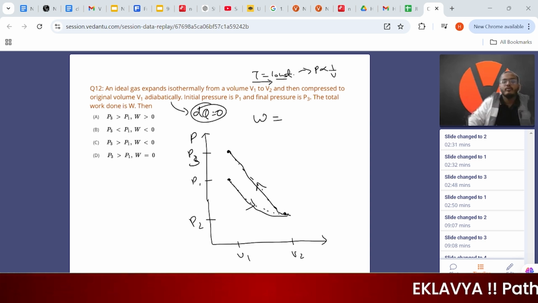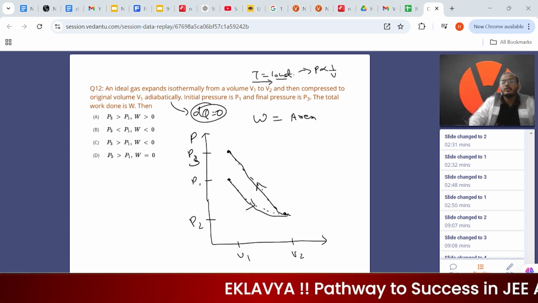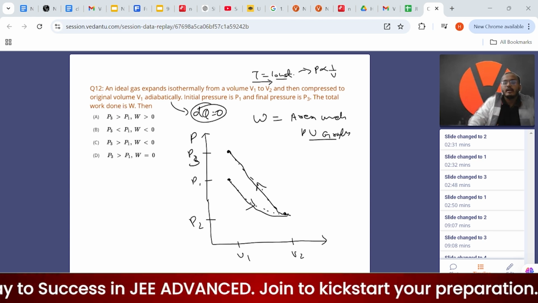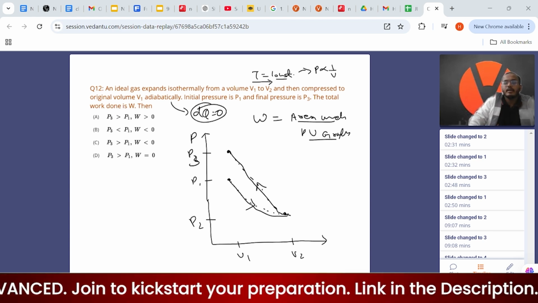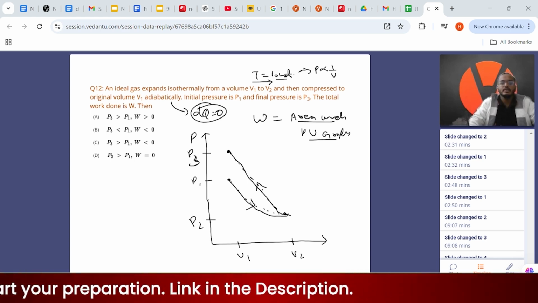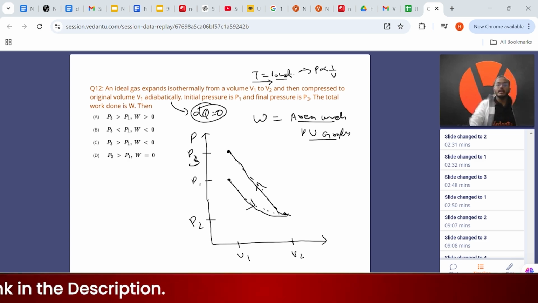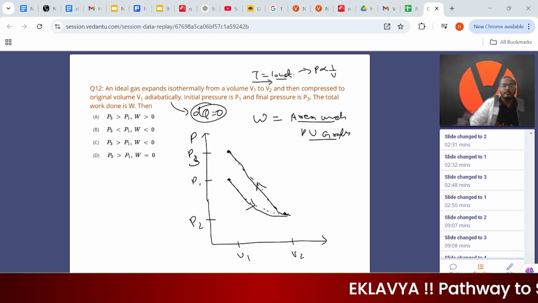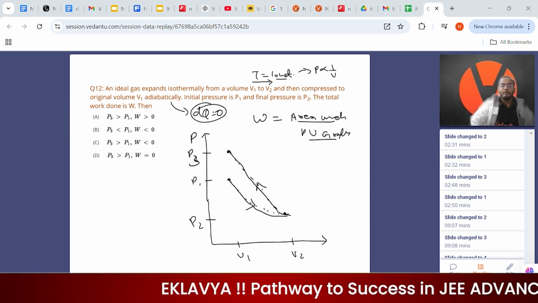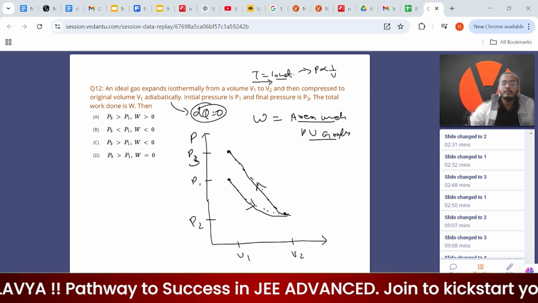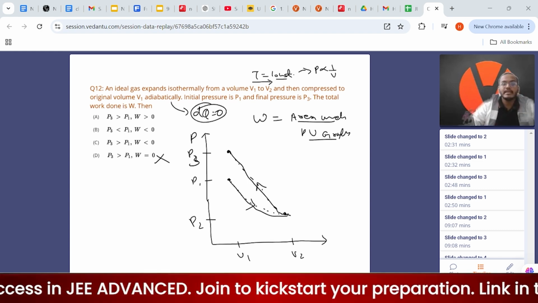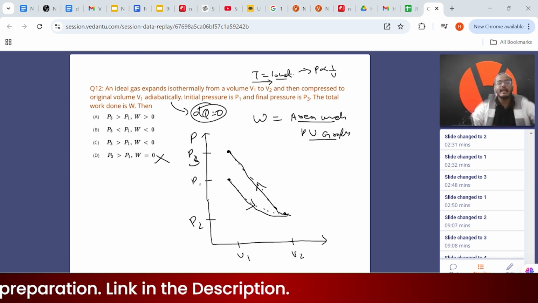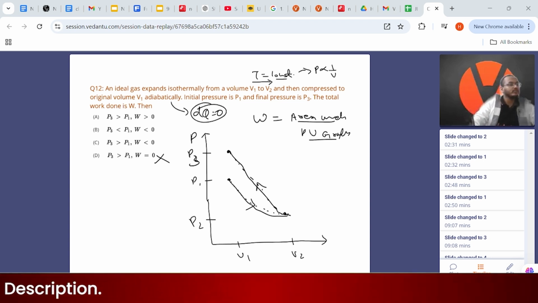Now we know that work done is equal to the area under the PV graph. Now look here. There is definitely an area enclosed between them. So it is not zero. So option number D is eliminated. But whether it is negative or positive, that we need to find out.